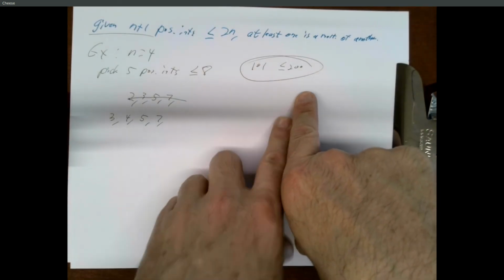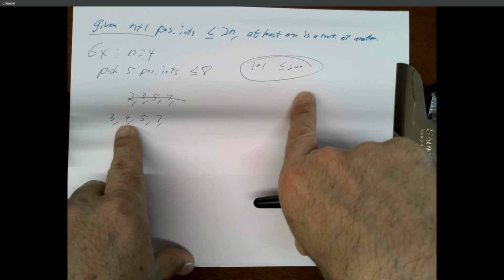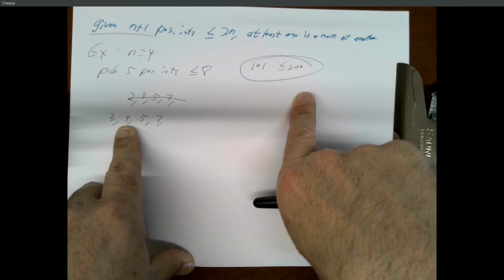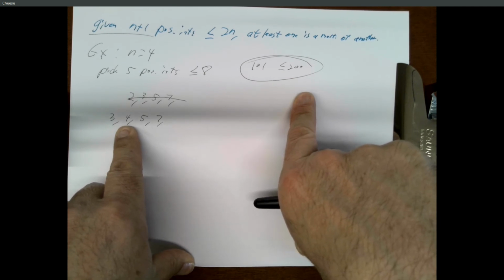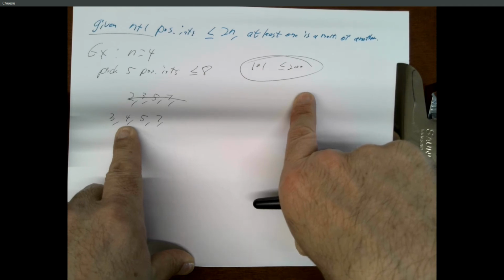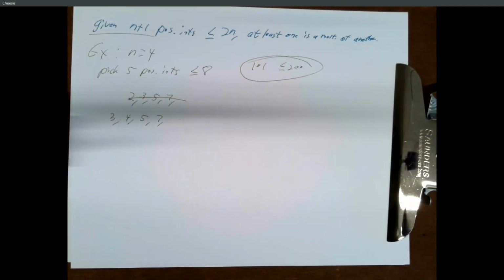But they don't have to be prime. I could pick 3 and 4. I just have to pick numbers that are all pairwise relatively prime. And I'm claiming you cannot find n plus 1 pairwise relatively prime numbers less than 2n. And again, the Pigeonhole Principle will give us a pretty easy proof of this.